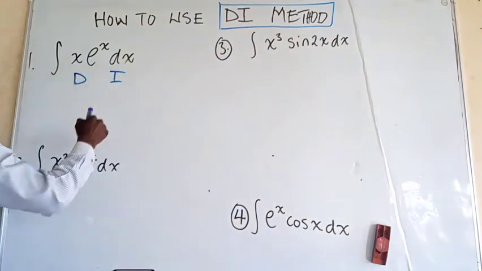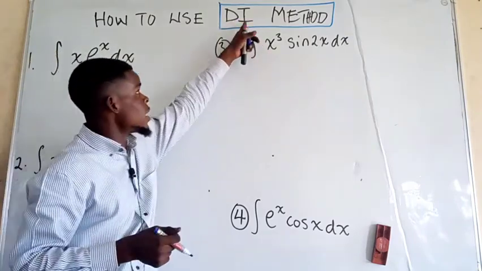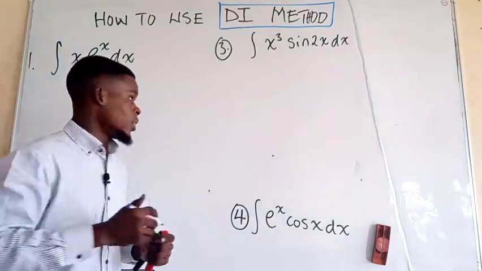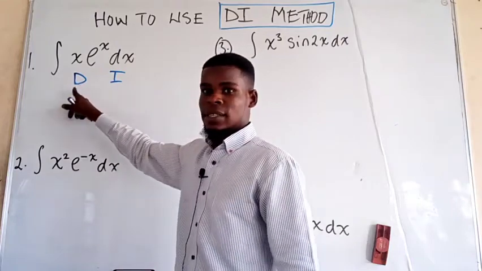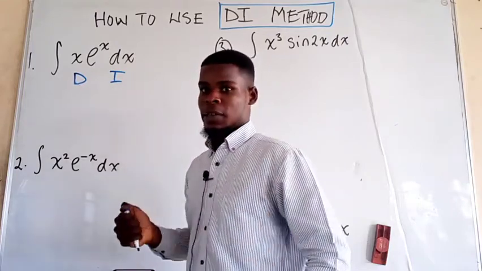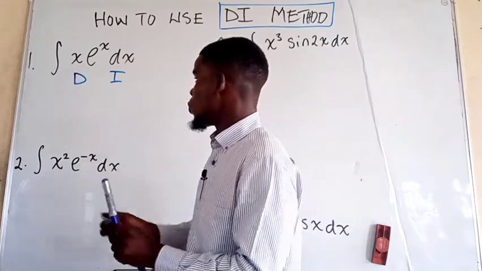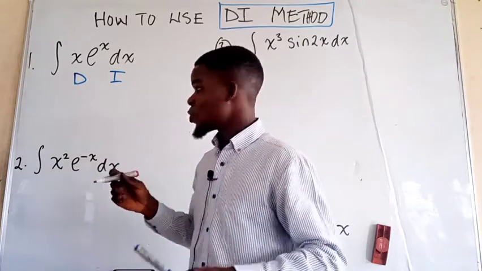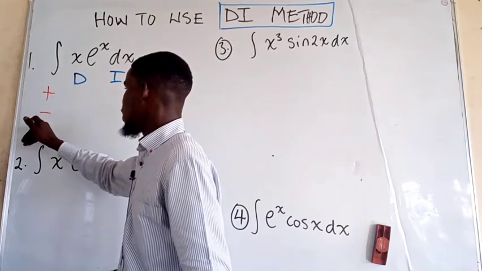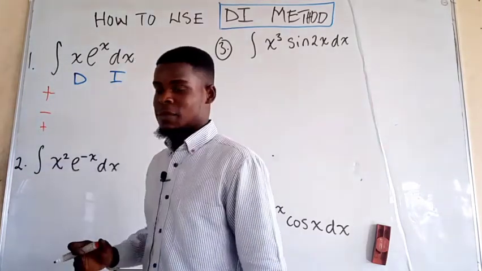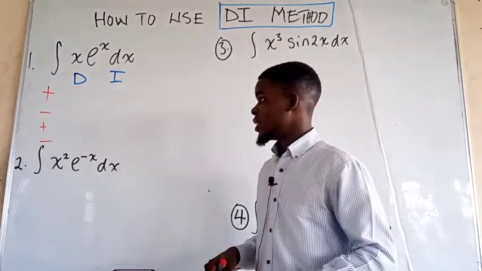So in the DI method, this D here stands for differentiate, and this I here is for integrate. So we put down the D and the I, which means we want to differentiate a certain thing and we want to integrate a certain thing. Another thing you should also pick up is that when you put down the DI, before the choice of the functions, always remember to put addition, subtraction, and continue like that. But it will not be necessary that we continue further. Anyway, you will see that.